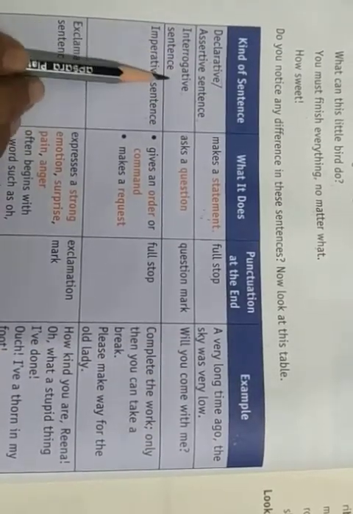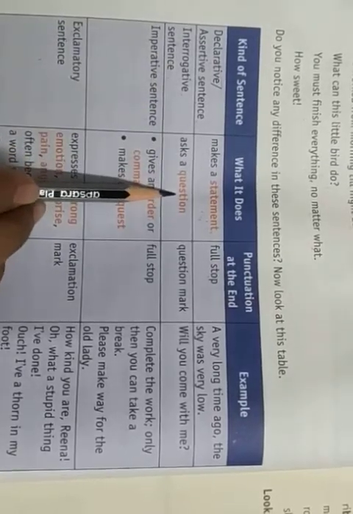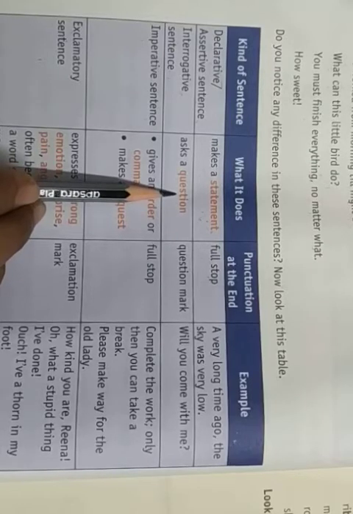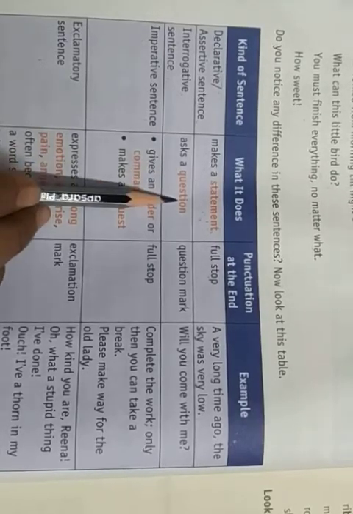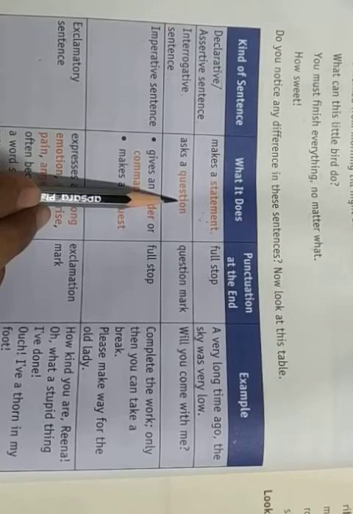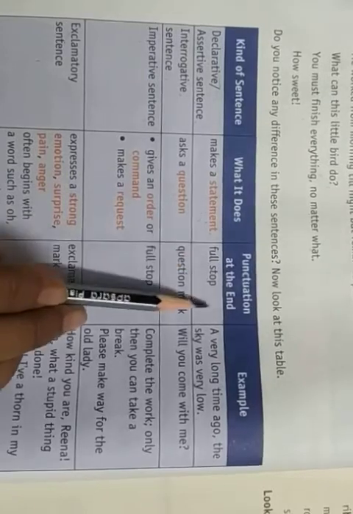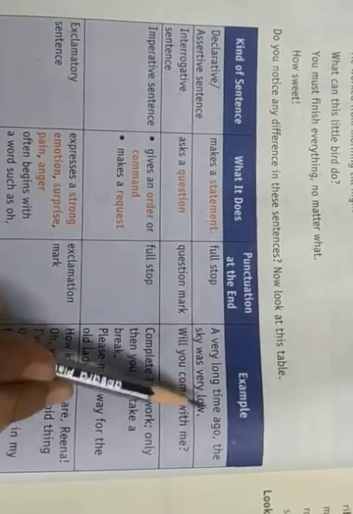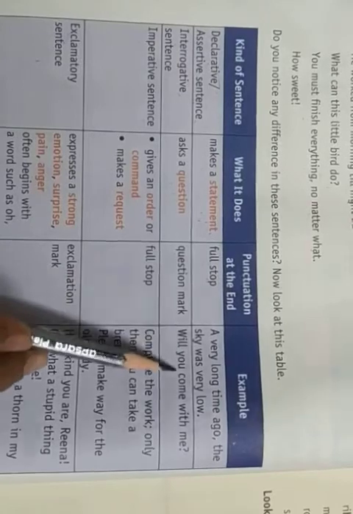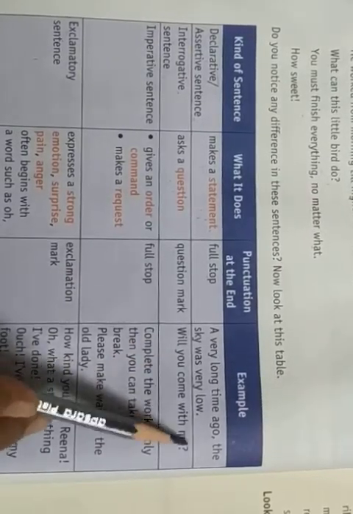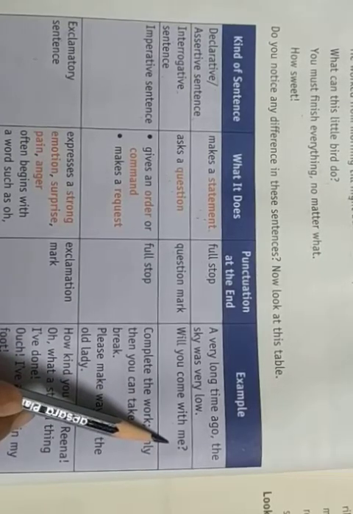Then the interrogative sentence asks a question. May I go there? May I write this? Can I do this? What shall I do? What's your name? Why, when, what, how, where take a question mark. In a declarative sentence you put a full stop, and here a question mark. Will you come with me? This is forming a question, so it is called an interrogative sentence.